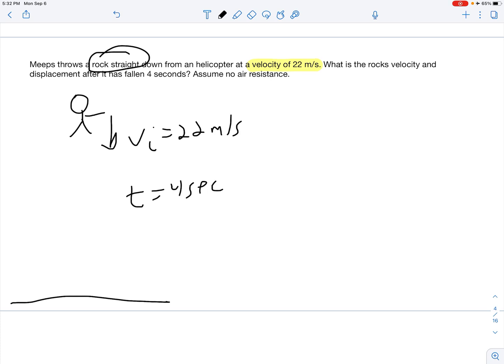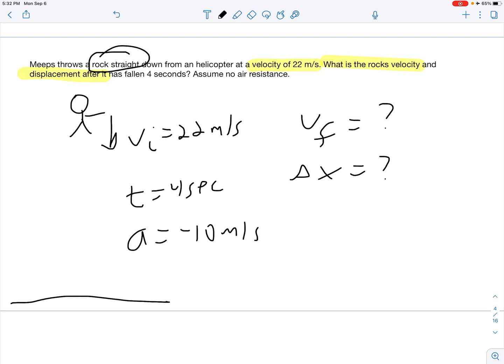And we're trying to figure out the rock's velocity and displacement. So we're trying to figure out the final velocity and the displacement. Because it's falling, I know A is negative 10, and I see one more thing I need to fix. It says down at 22. Mathematically, if I want to write down at 22, I can't write 22. I need to write negative 22, because it's going down at 22.